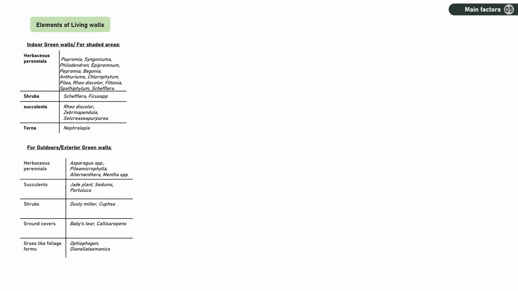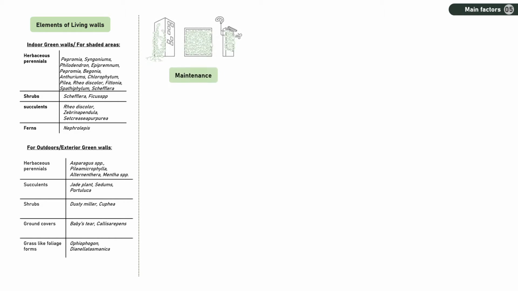So now we will move on to the major factors we have to consider in building a green wall. So first, we have the elements of living walls. We should be aware of what plants we should use in building a living wall. So here are some plants for us to be more familiarized with what to put. We have the indoor green walls for shaded areas. So these are the examples. And for outdoor or exterior green walls, we have these plants.